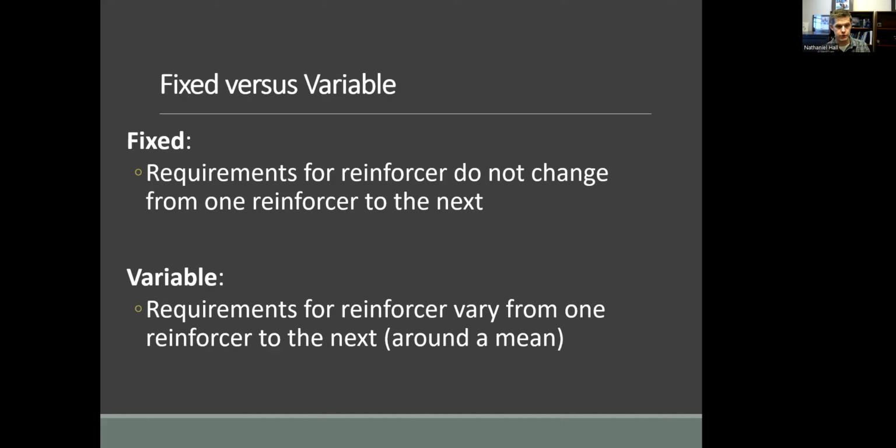Whereas variable means that the requirement from one reinforcer to the next can change after every reinforcer delivery, meaning that it's not predictable exactly how many responses are required before the reinforcer is delivered. This would be a variable schedule of reinforcement.